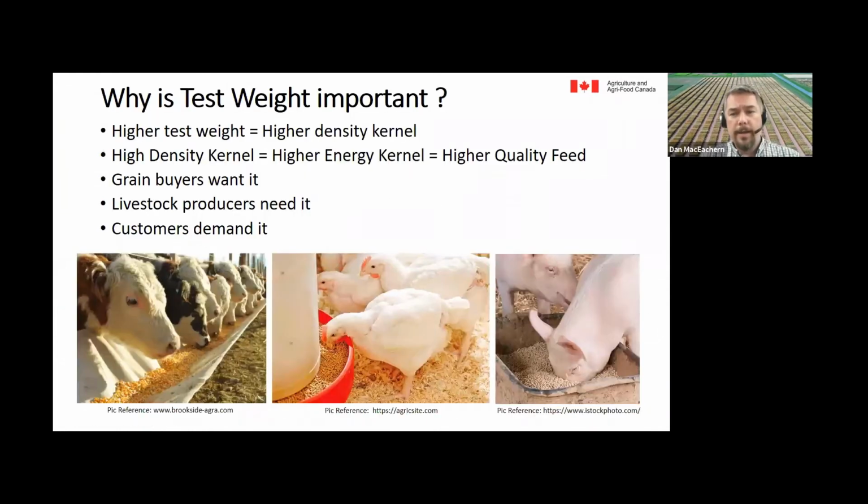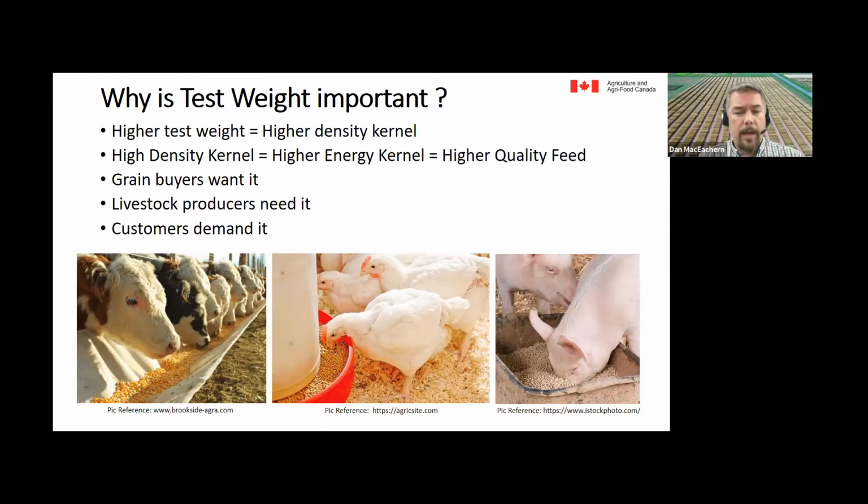So why is test weight important? Well, a higher test weight equates to a higher density kernel, and a higher density kernel means you have a higher energy kernel, and so you have a higher feed quality. So grain buyers want it, livestock producers need it, and customers demand it. And what do I mean by that?